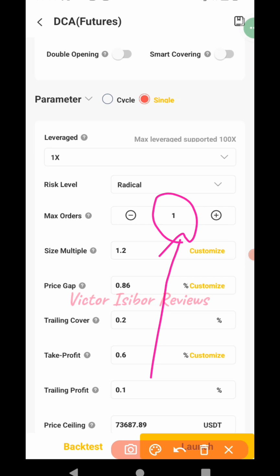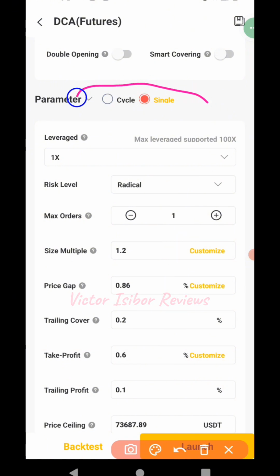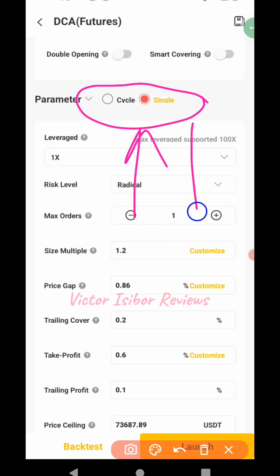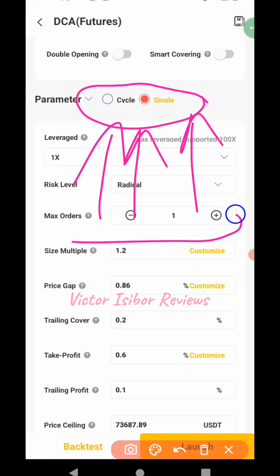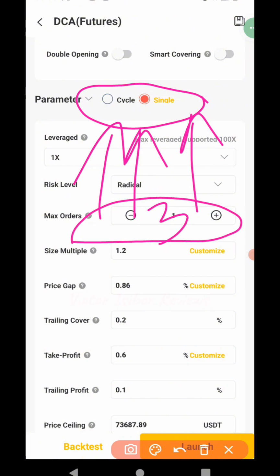All right. Another determining factor here is the status of your parameter. As I'm pointing, are you on cycle? Are you on single? If you are on single and you set your max orders to say maybe 3, the bot will go to the market 3 times. After that limit order, it will totally stop. It will not go again because you are on single.